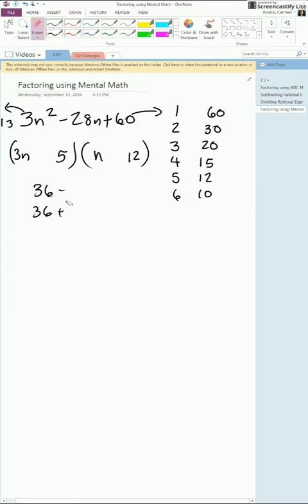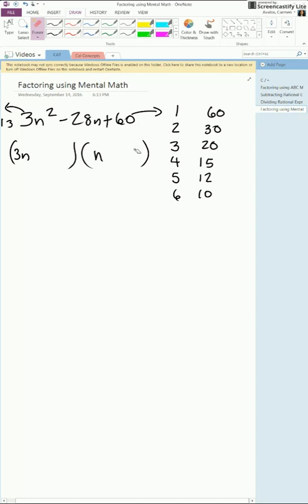I could try switching them around, making this 12 and this 5, but then that gives me 15n and 12n. If I add those together, that's going to give me 27. If I subtract them, then that's going to give me 3 plus a negative 3, so that doesn't work.